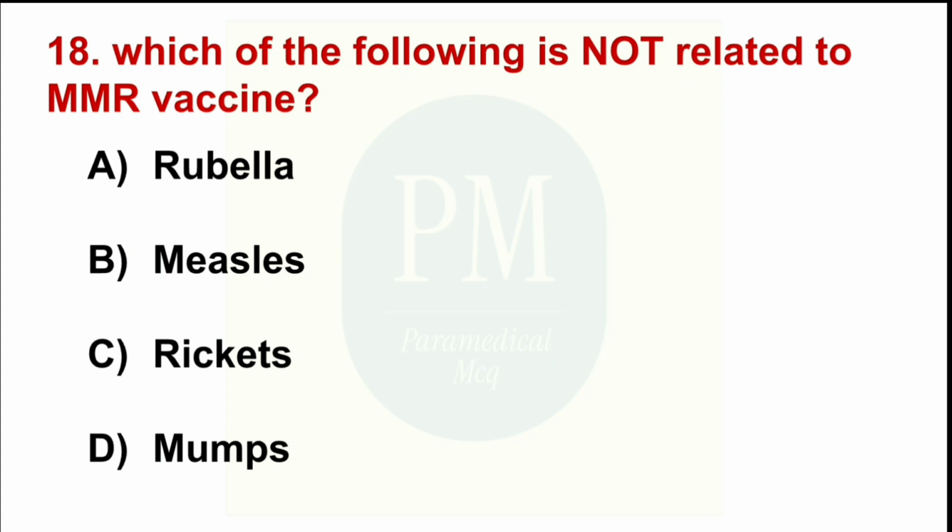Which of the following is not related to MMR vaccine? Option A, rubella. Option B, measles. Option C, rickets. Option D, mumps. The correct option is option C, rickets.